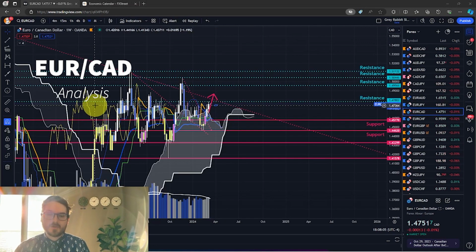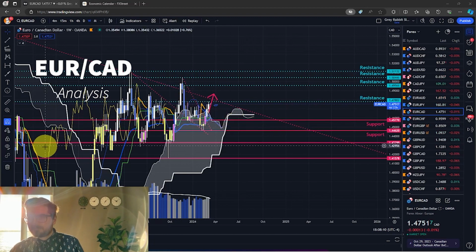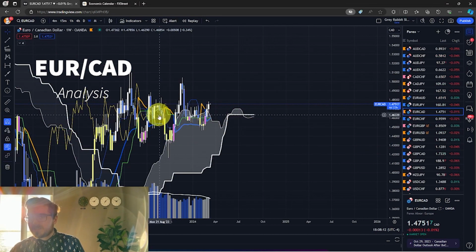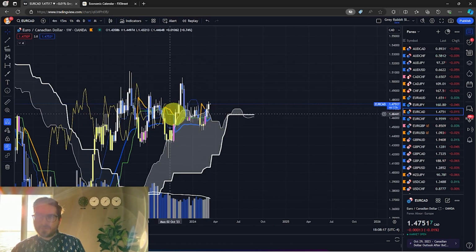Okay guys, Euro CAD on the weekly. I'm not going to spend too much time on this one. Let me clean up these drawings. So you guys see it here, Chikou span overlapping the candles and just looks like pure chaos here.